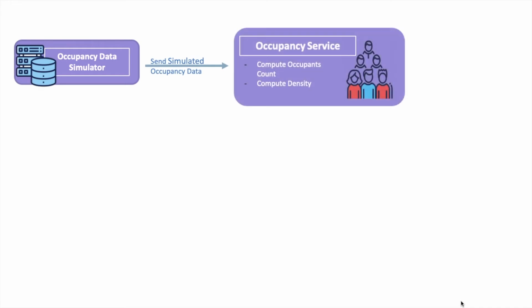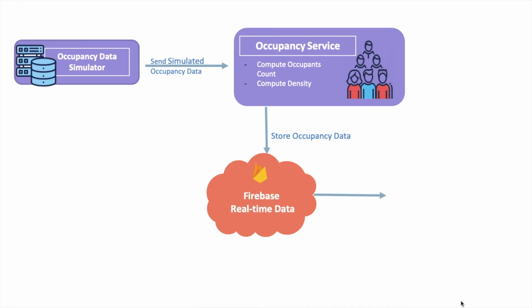Architecture. First, the simulator generates the occupancy data. It will then be sent to the occupancy service. The occupancy server will compute the number of occupants and their density in the rooms of the building. After that, the occupancy data will be stored in a real-time database, which is Firebase. The admin can then monitor the building by getting frequent updates from the database.